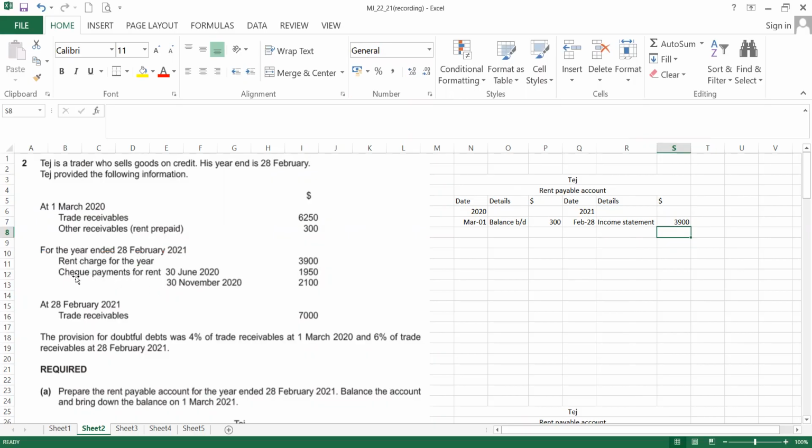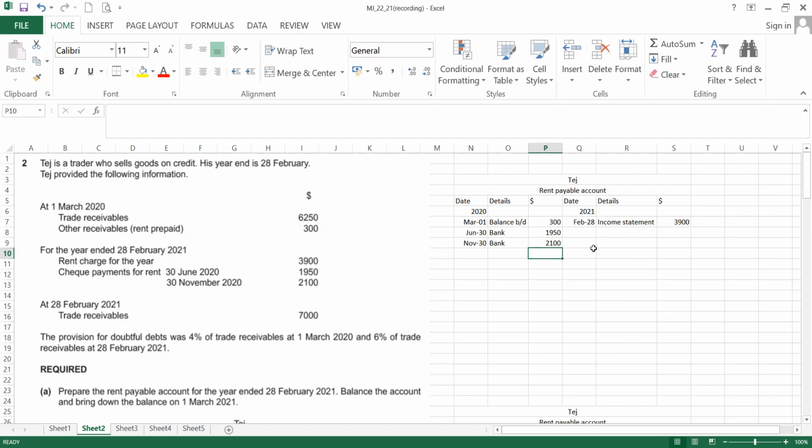Next, let's see, check payment for rent. This is a payment made for the rent. So we have 2 payments with different dates. So we have to put here June 30th. This is bank because we use the check, 1950. And then another date is November 30th. This is also bank because it's a different date, but both were made by check. Okay, now there is no more other information given.